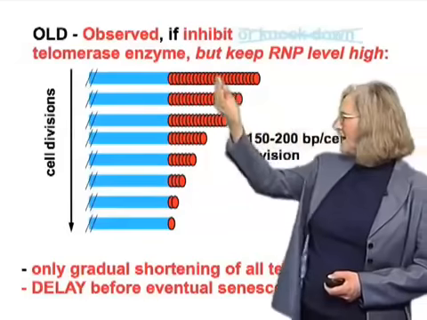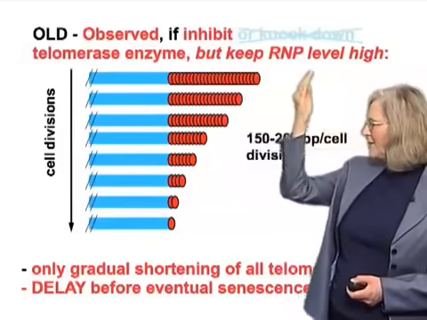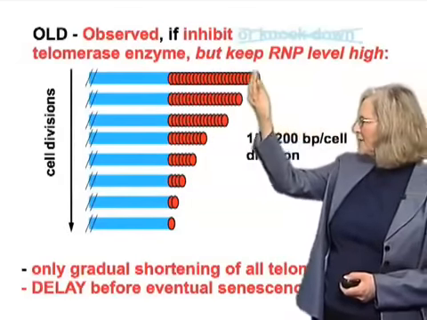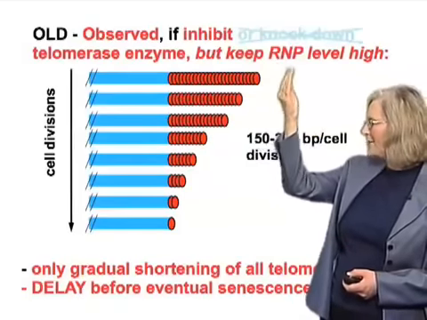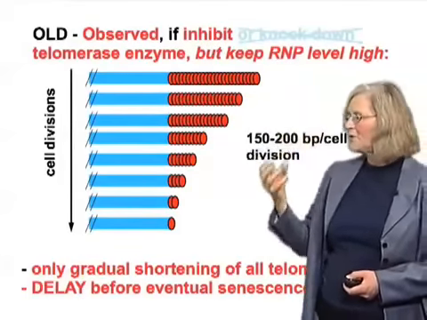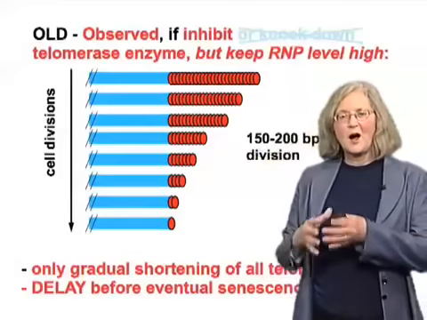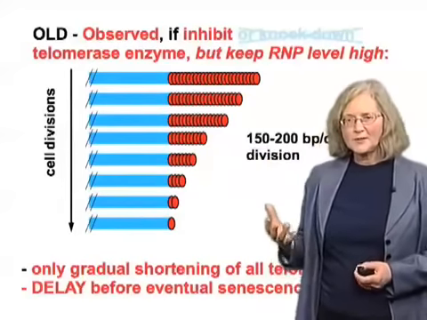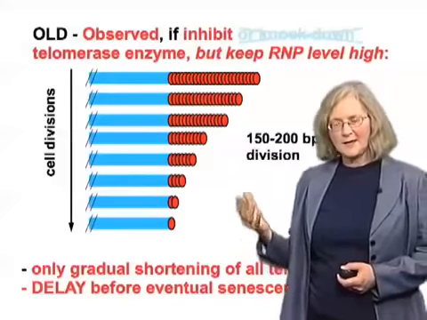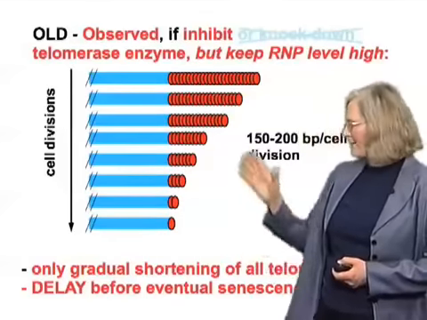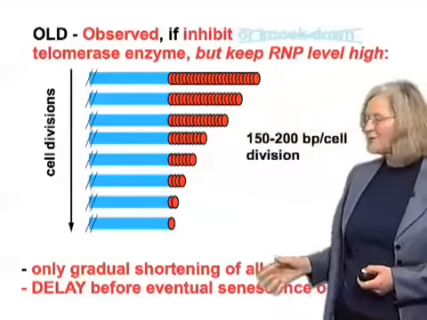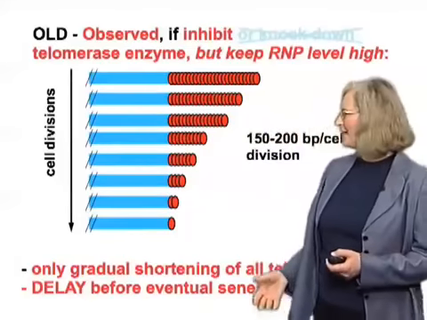Now I've put a noted point up here, but you're still keeping the telomerase ribonucleoprotein, RNP level, high. You're not depleting the cells of the enzyme, you are simply rendering that enzyme inactive. And I make that distinction because of the next results I want to tell you about.